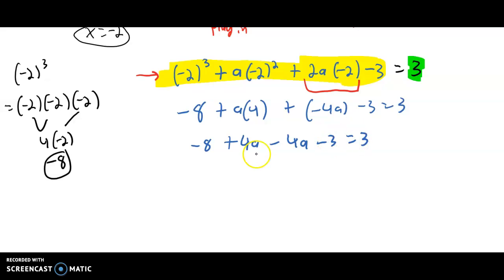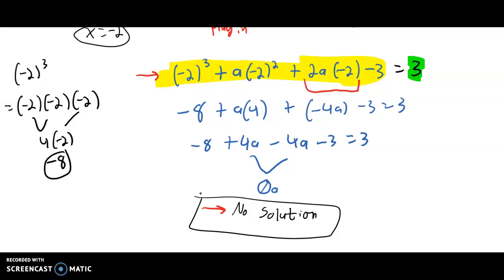So right off the bat, I see that these two actually cancel each other out. That's going to be 0a. There is no more a left, and in this case, we actually have no solution. We have no solution because all the a's canceled out entirely. So if they cancel, there's nothing to solve for.